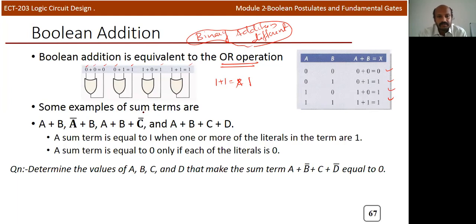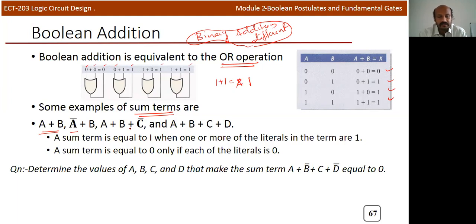So a sum term means, here you can see some examples: A plus B. Okay, it's a sum term, actually A or B, and this plus sign indicates the OR operation. So A bar plus B, A plus B plus C bar, and A plus B plus C plus D.